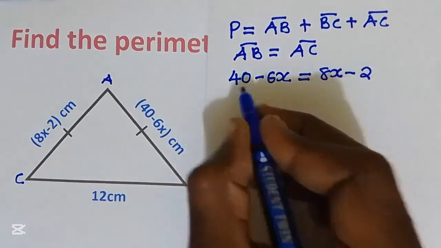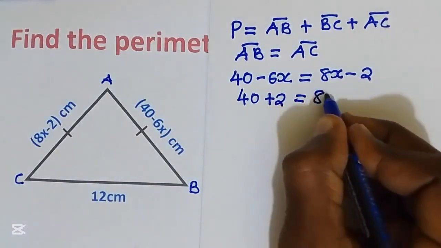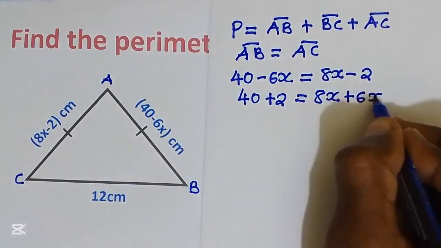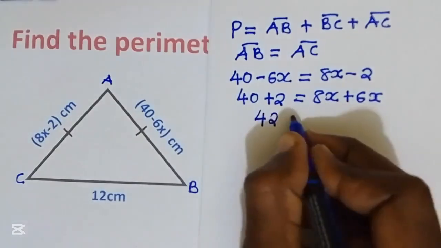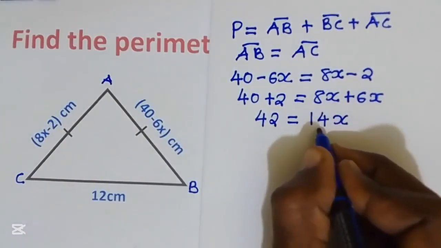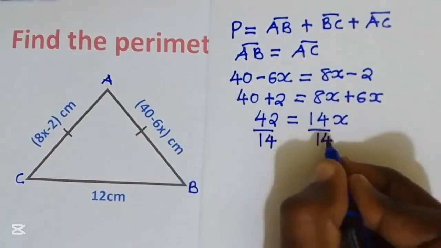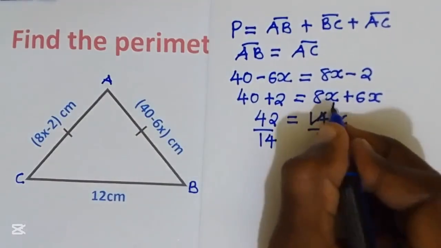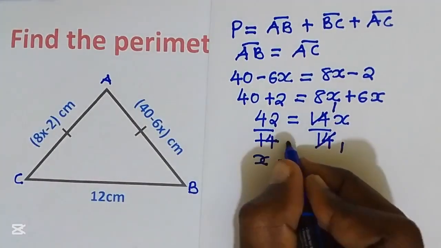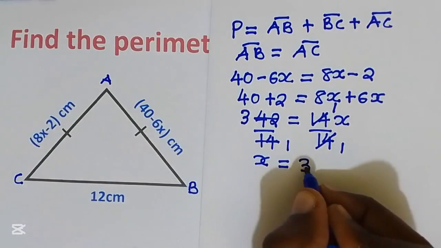This is going to be 40 plus 2 is equal to 8x plus 6x. 42 is equal to 14x. I'm going to divide by 14 both sides. By 14, 1. We get x is equal to, by 14, 1. By 14, we got 3. So the value of x is equal to 3.